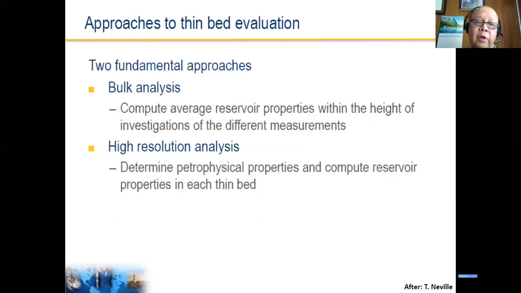So there are two fundamental approaches to evaluating a thin bed. One is bulk analysis. Bulk analysis means we are using the conventional, standard logs, then we compute the average reservoir porosity within the depth of investigation of the different measurements. Another one is a high resolution analysis, whereby we enhance the log responses and compute the reservoir properties in each thin bed.